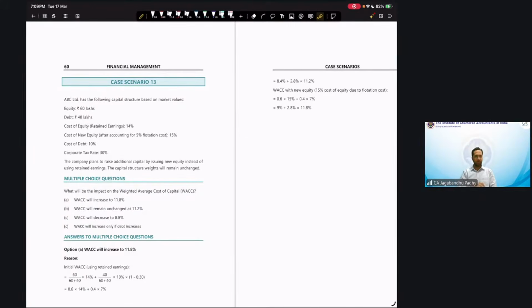In fact, even if you don't calculate it, the answer would be 11.8% quite simply because retained earnings are costing less, whereas new equity shares are costing a bit higher, which is 15%. Right. So therefore, we say the weighted average cost of capital is going to increase to 11.8%.